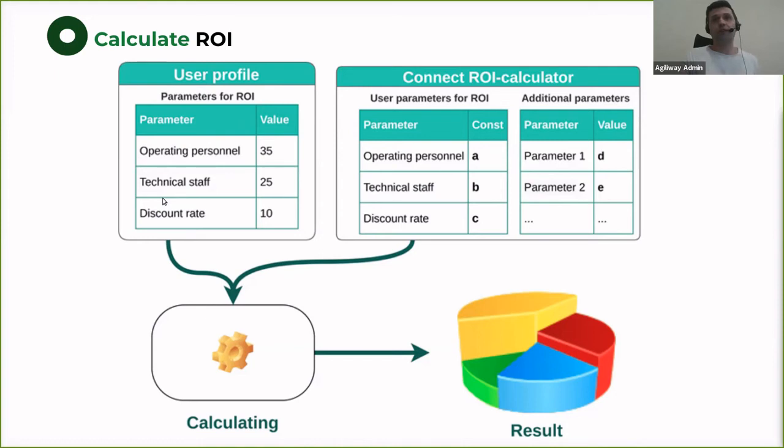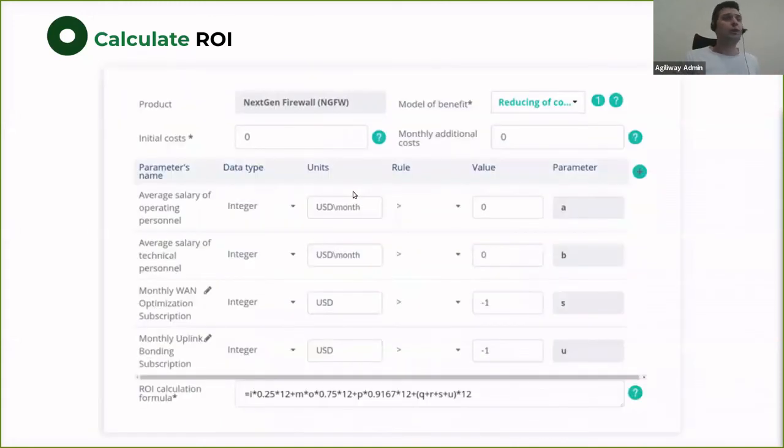And how does it work? You can just adjust parameters which contain the user parameters and additional parameters which depend on the model of benefits. As I already mentioned, the parameters of ROI are the unique parameters of users, and also the additional parameters which you can set during adjustment of the ROI calculator.